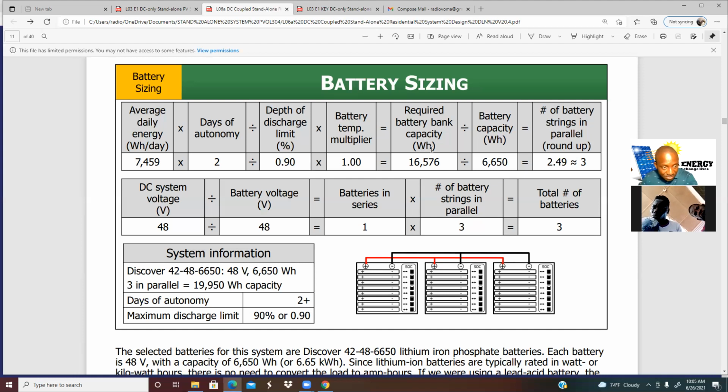So right here, they just told us that this is our battery bank capacity. To run a 7,459 watts hour daily system, you're going to need 16,576 battery bank capacity.